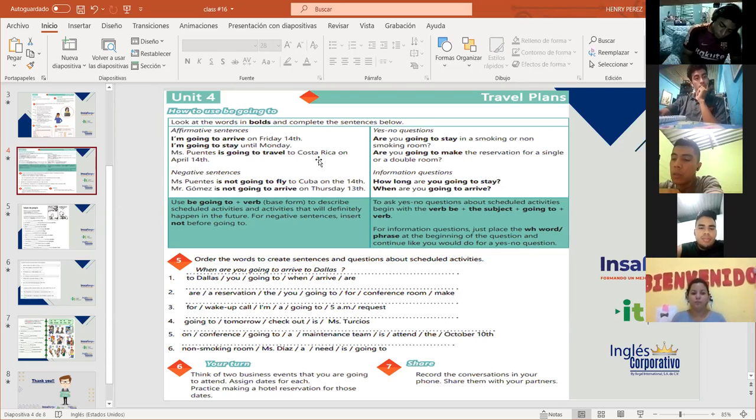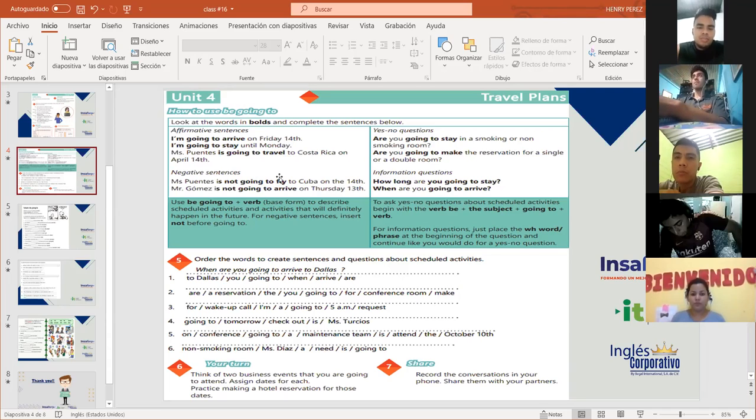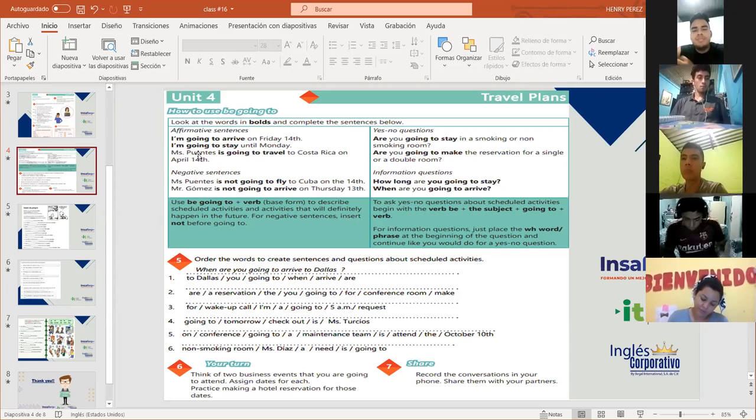Very good. We're using affirmative sentences. Remember at the beginning of the class, al principio de la clase, yo le di un montón de ejemplos, right? I gave you a lot of examples of going to. And the verb que sigue después de going to, it's base form, infinitive or present simple, whatever you want to call it, but it does not change to ing or past form. It stays base form. I'm going to arrive. I'm going to stay.